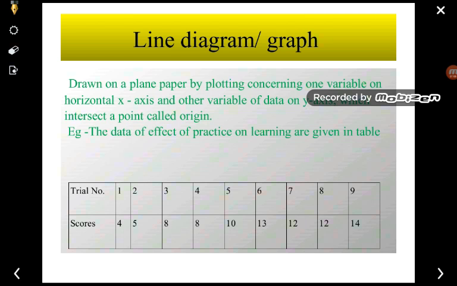So line diagram or line graph. You can say that from the name itself it suggests that certain lines are presented. Line diagram is one of the common methods of representing data, and normally it is practiced in the business and commerce field. Line diagram is normally drawn on a plain paper by plotting one variable on the x horizontal axis and the other variable of the data on the y-axis, which intersect at a point called the origin.